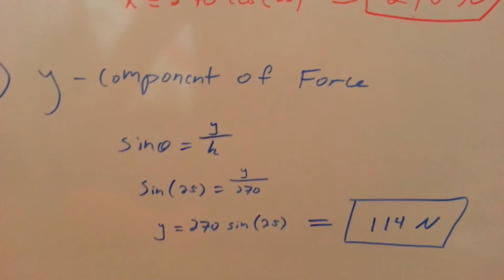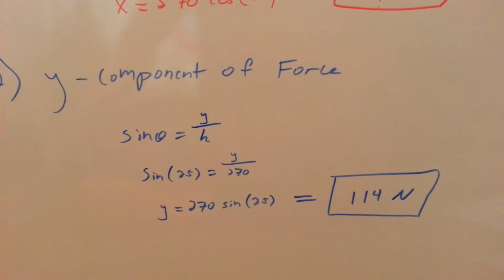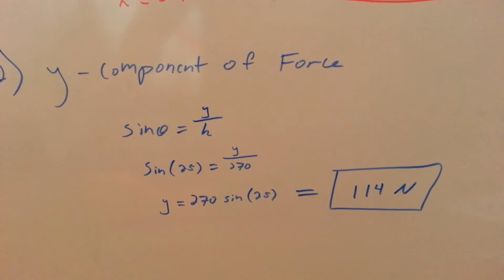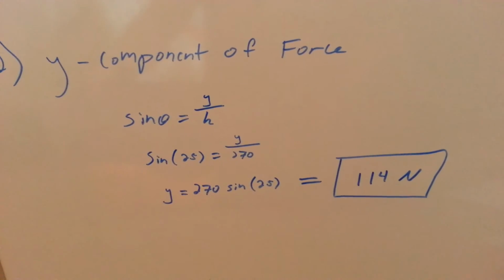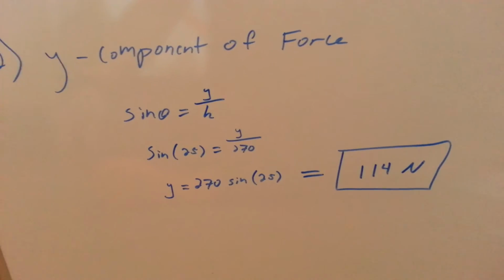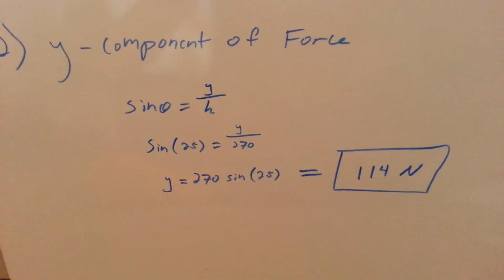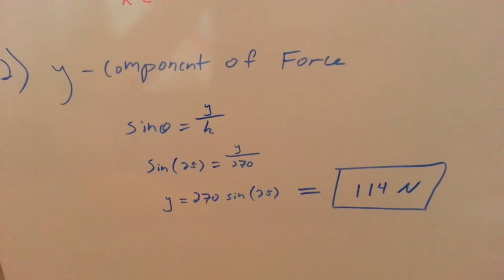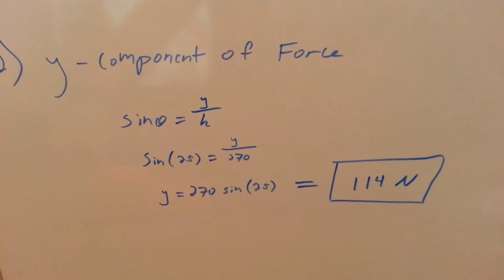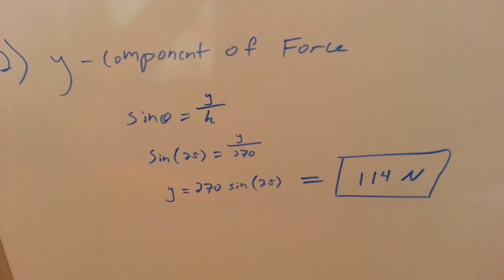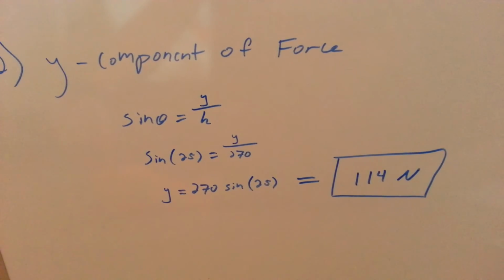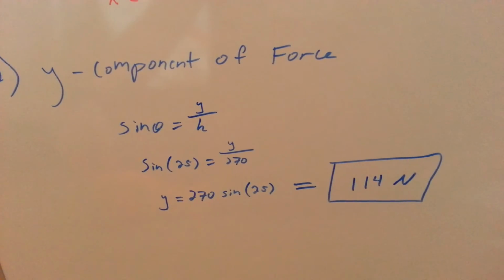And you'll go through the same process for the y component of the force. You'll look at your diagram, look at your triangle, determine what you have and what you need. And in this instance, we have sine of theta equals y over h. Through further manipulation, you end up with 114 newtons in the y direction.